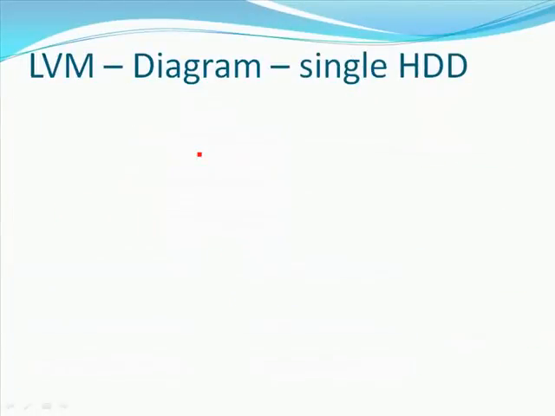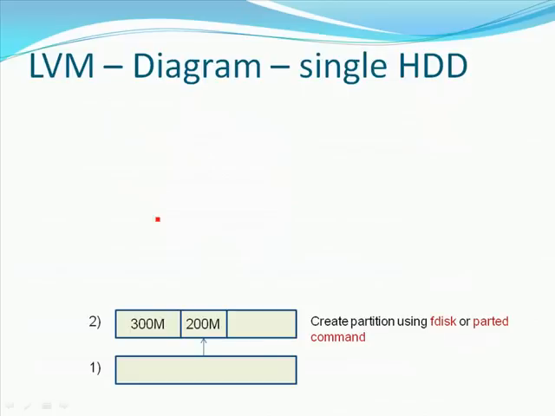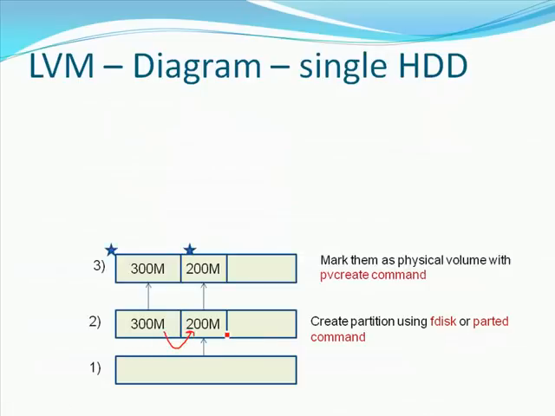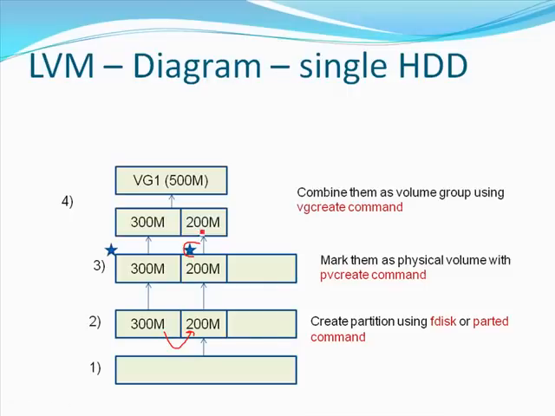Now let's see how we can work with a single hard disk. Say I take one hard disk and create two partitions on this hard disk that can be of the same or different size. I will mark these two partitions as physical volumes. I will combine these two partitions into one volume group named VG1 using the vgcreate command.